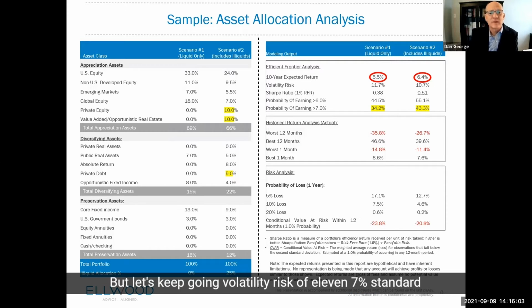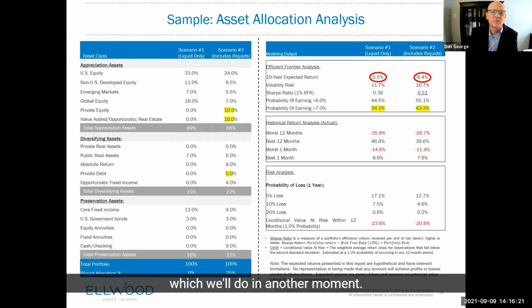But let's keep going. Volatility risk of 11.7%. Standard deviation by itself, much like Sharpe ratio, the next step, which is a return per unit of risk or a measure of efficiency. By themselves, these are hard metrics to really get your head around. They're most useful when you compare them to other portfolios, which we'll do in another moment.